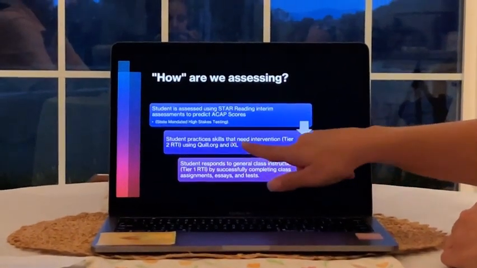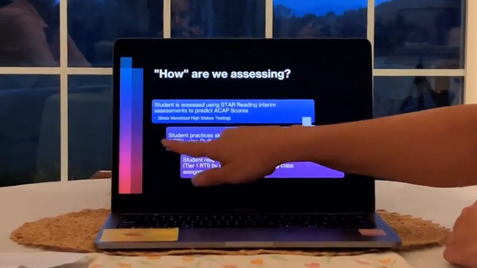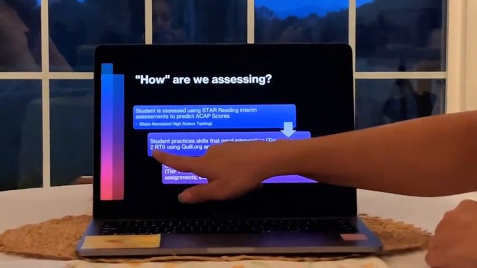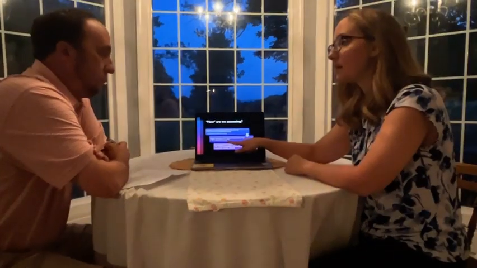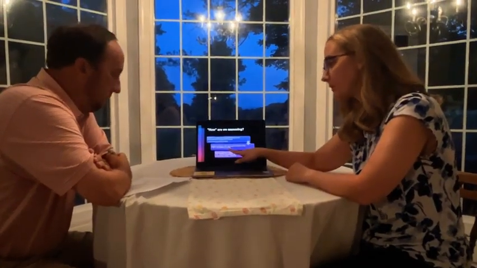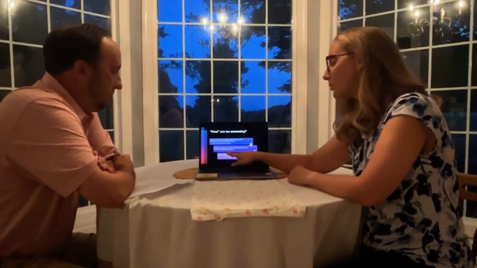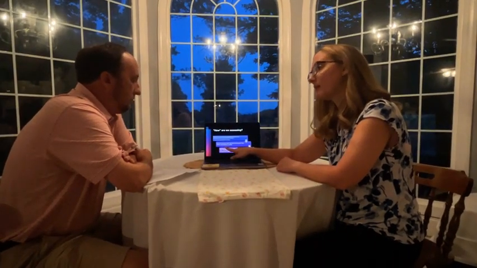Students practice skills that need intervention, which is tier 2, based on response to intervention, using quill.org and IXL. IXL is a county program that we implement in Calhoun County schools for intervention, and quill.org is a program that I use specifically in my classroom for writing.